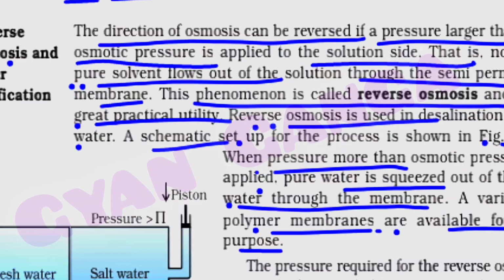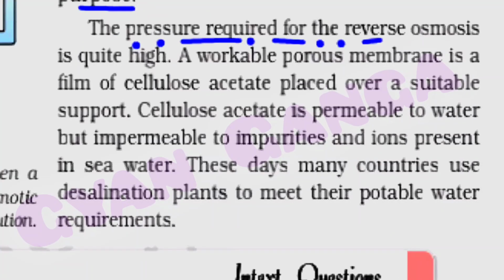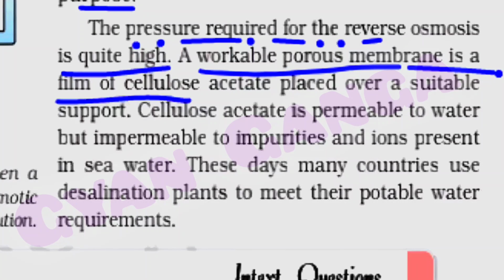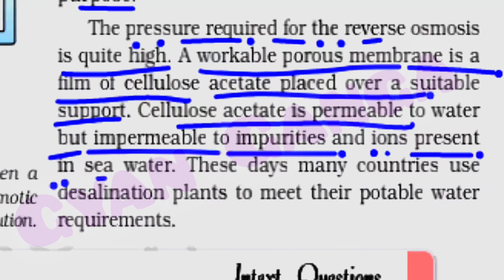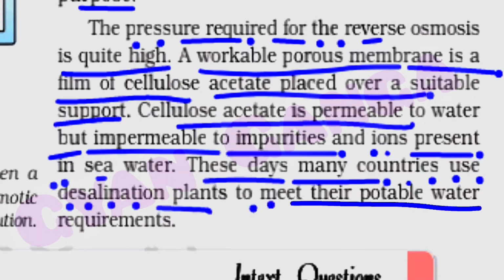The pressure required for reverse osmosis is quite high. A workable porous membrane is a film of cellulose acetate placed over a suitable support. Cellulose acetate is permeable to water but impermeable to impurities and ions present in seawater. These days, many countries use desalination plants to meet their potable water requirements.